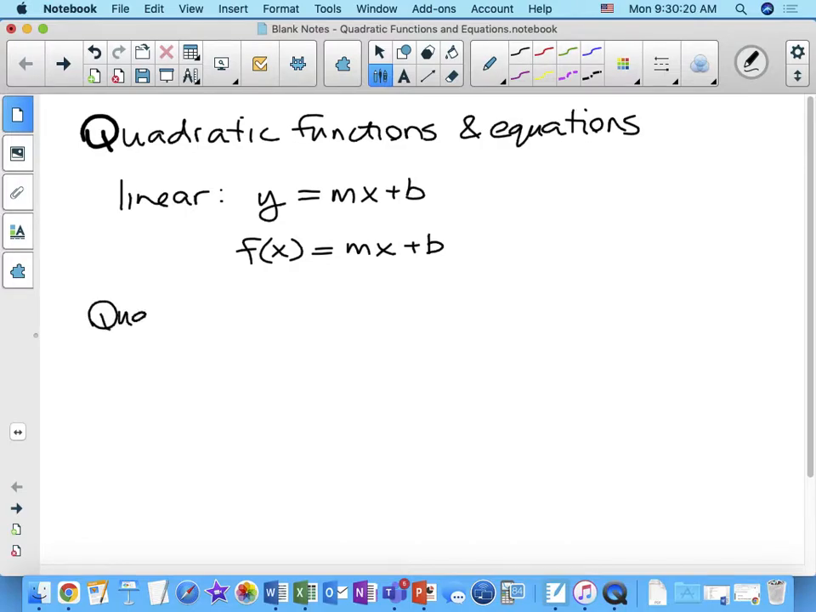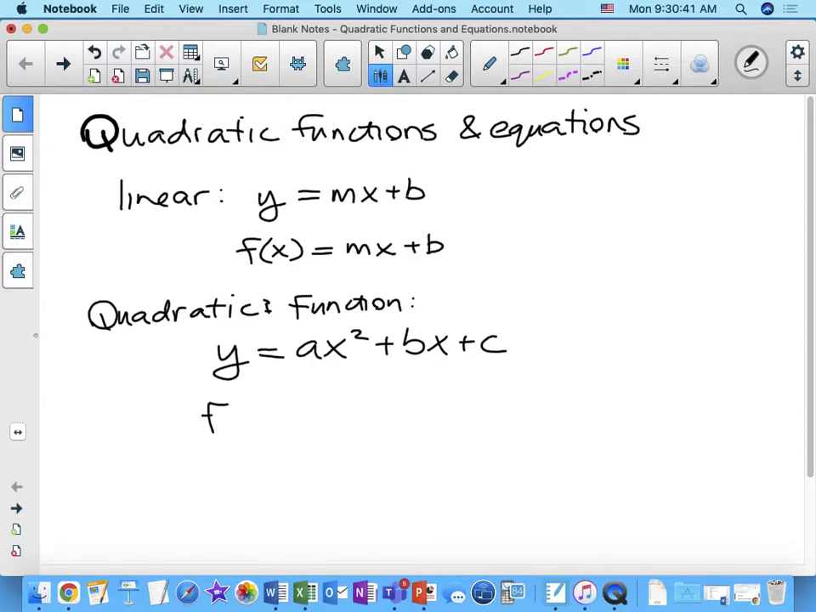Quadratic, or a quadratic function, I should say, takes the form y equals ax squared plus bx plus c, or f of x equals ax squared plus bx plus c. And a, b, and c are numbers, those are constants. The only condition is that a can't be 0, because if a is 0, then the x squared term just goes away. So basically, you have to have an x squared term in there, or the degree of the function has to be 2. Okay? That's the form of a quadratic function.